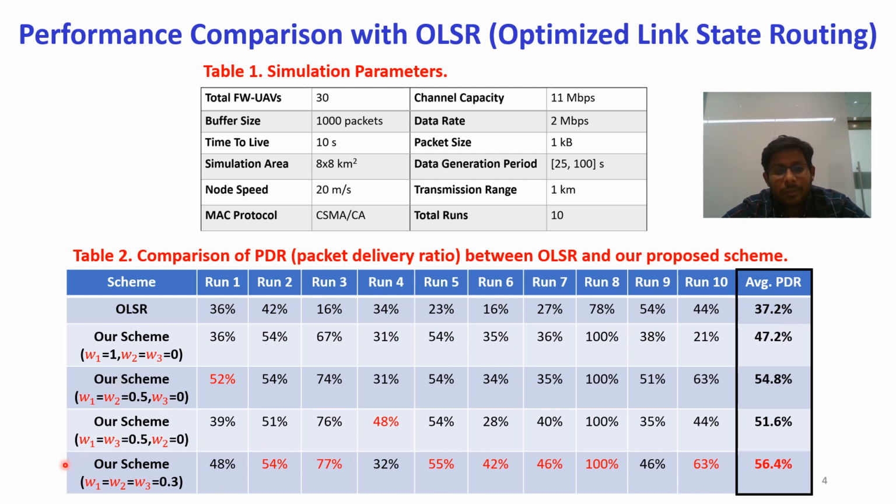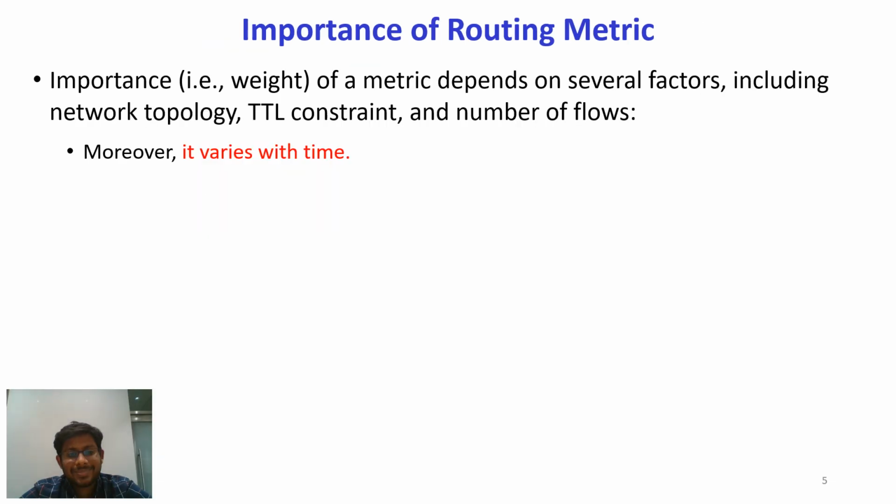However, the one weight combination does not cover all the different network scenarios. For example, when we do not consider buffer occupancy, this scheme gives the best PDR. Similarly, when we do not consider the route lifetime, this scheme gives the best PDR. So we observe that the one weight combination cannot be used for all the network situations.